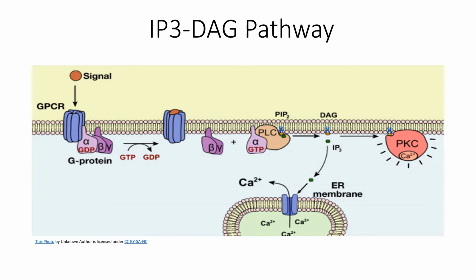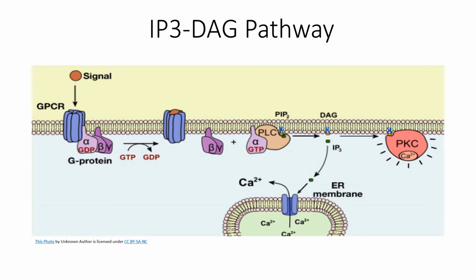Then GDP is converted into GTP by the action of GEF, and this GTP binds with the alpha subunit. And what happens? The beta gamma subunit and alpha subunit break and separate from each other. Alpha is in monomer form, bound with GTP, and is in active state, and beta gamma is in dimer form and separated from the alpha subunit.